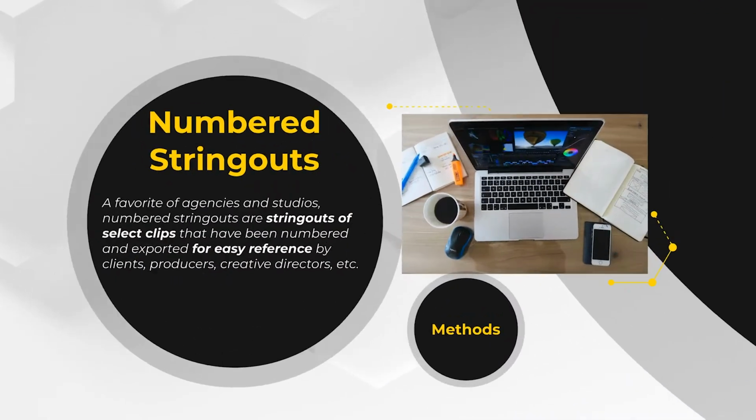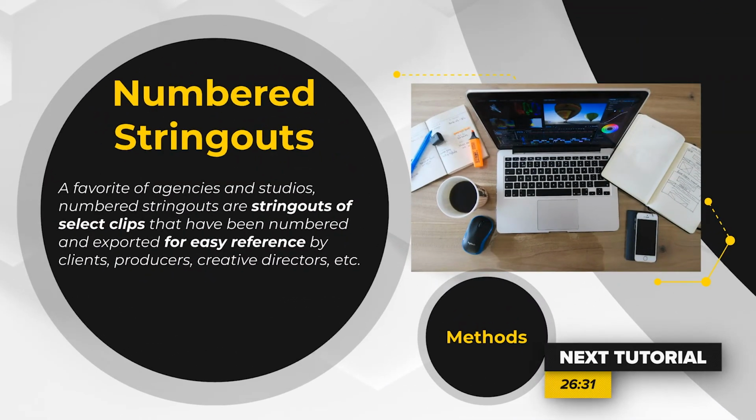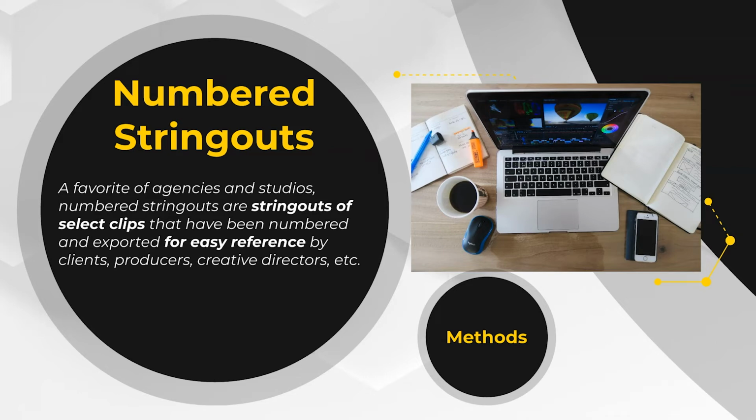To take string outs a little bit further, we can clean up the selected clips, add numbers to them, and then export them as a numbered string out. But why would we do this? We do this because producers and clients sometimes like to reference the cuts of B-roll that an editor is working with. And by numbering these string outs and giving it to somebody, they can give us their thoughts on the B-roll without having access to the actual editing project.